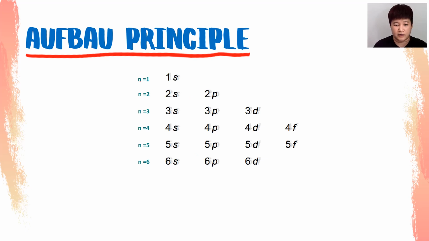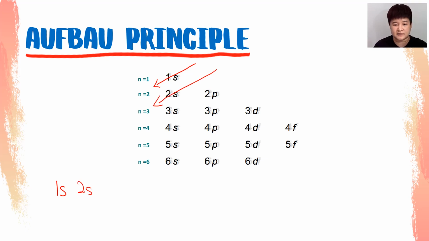If you look at the diagram, n equals 1, I have 1s. n equals 2, I have 2s and 2p. When n equals 3, I can have 3s, 3p, 3d. n equals 4, I have 4s, 4p, 4d, and 4f, and so on. So we will cut the diagram from the top right corner. The first one I cut through is 1s. So the lowest energy orbital that you need to fill first is the 1s. And when the 1s is full with electrons, you move on to your 2s.